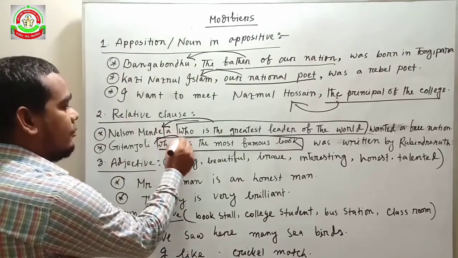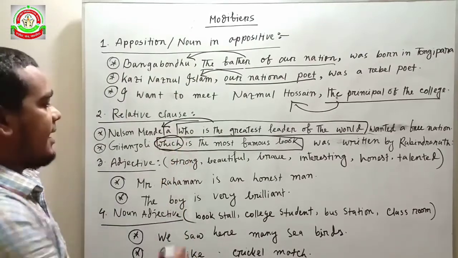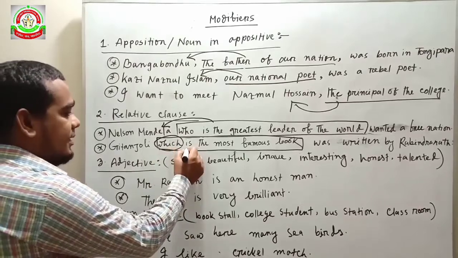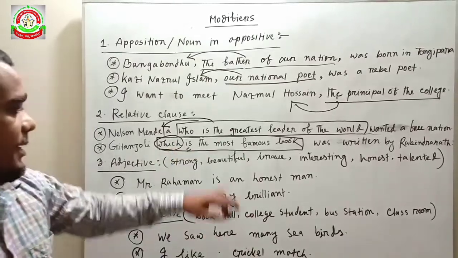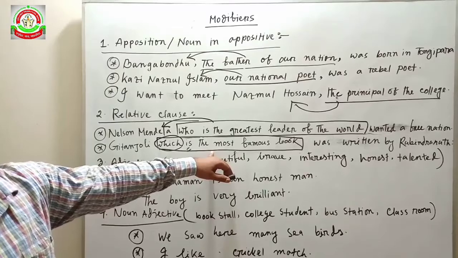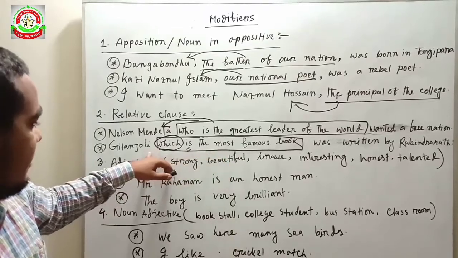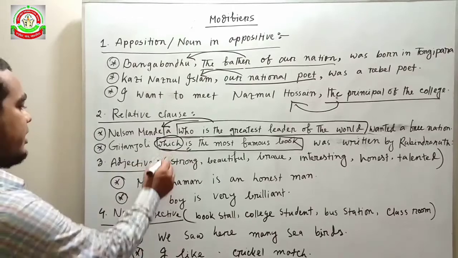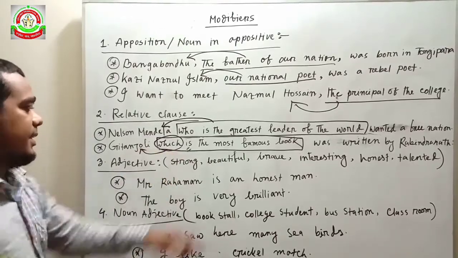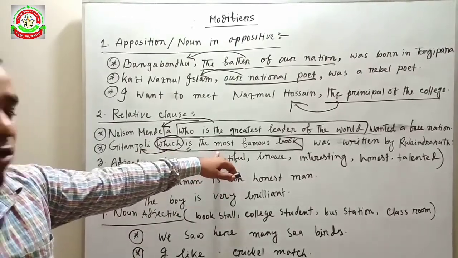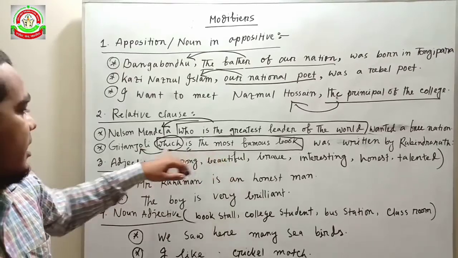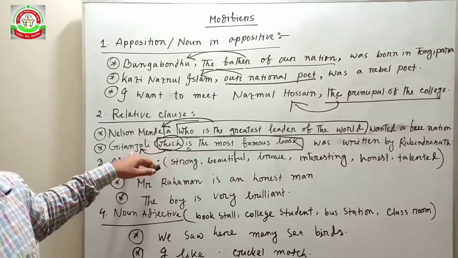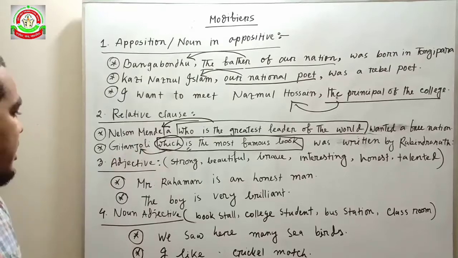It starts with the relative pronoun which. It is the subject and there is a verb is, and this clause has been used here for better information and proper information about Gitanjali. And this kind of clause always post-modifies its previous noun, Gitanjali.